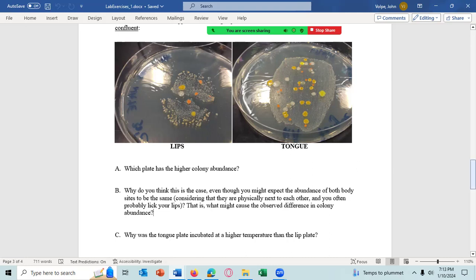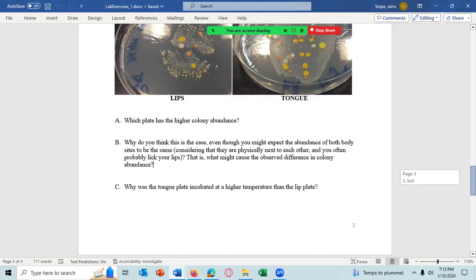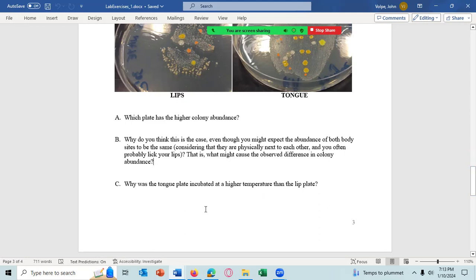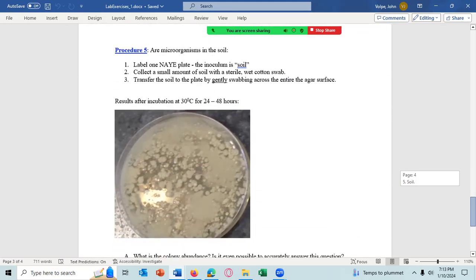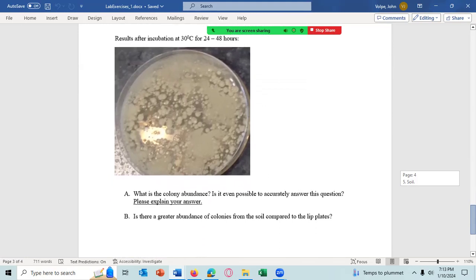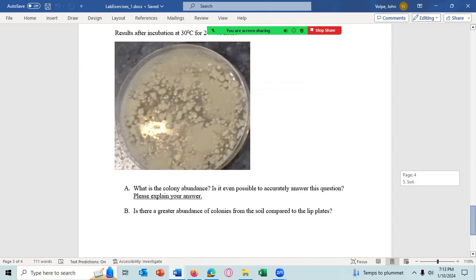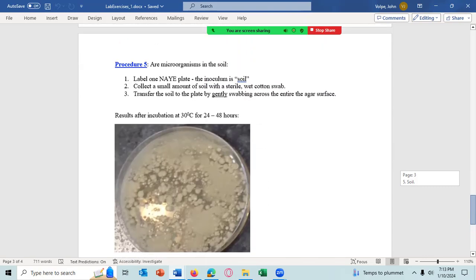And then procedure 4C, why was the tongue plate incubated at a higher temperature than the lip plate? Meaning we incubate this plate at a higher temperature than the lip plate. And why do you think we did that? Procedure 5, are there microorganisms in the soil? What we do is we take a sample of soil, dilute it in water, and then take the dilution and put it on the plate, shown here.